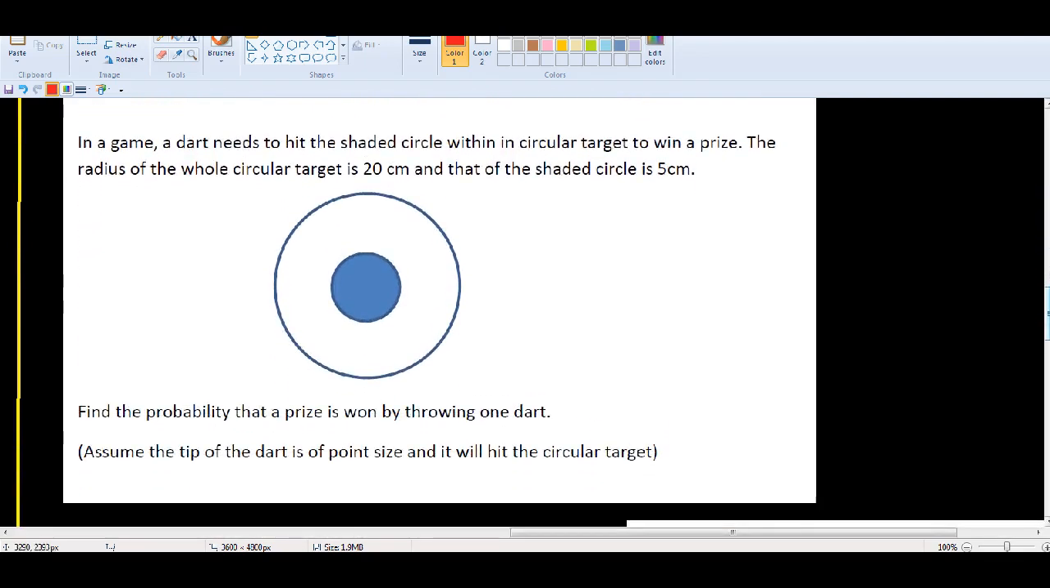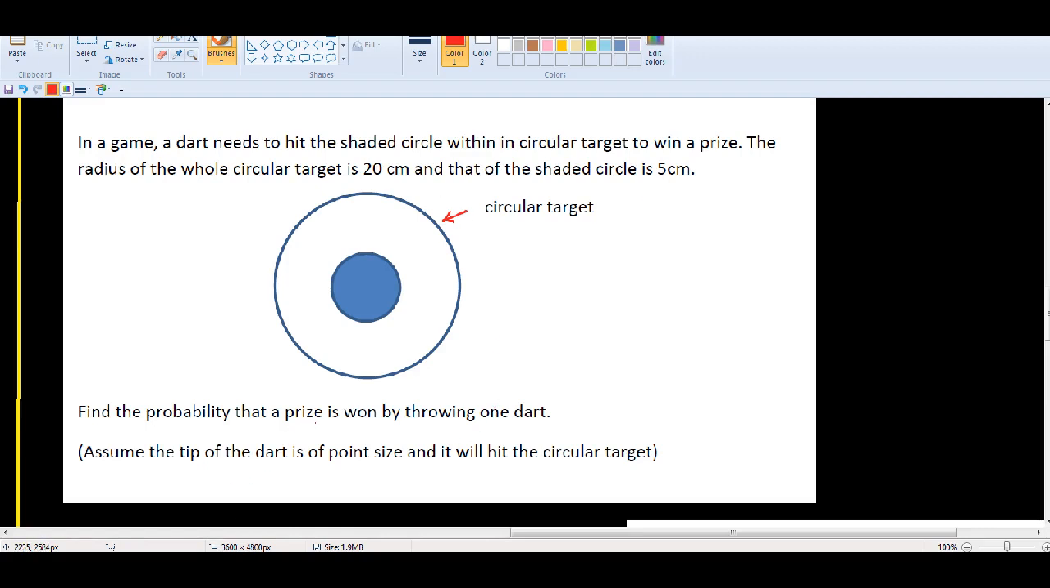So for example, in a game, a dart needs to hit the shaded circle within a circular target. Okay, so here's the circular target. The radius of the whole circular target is 20 cm, and the radius of the shaded circle is 5 cm. So you got the radius of a larger circle and a smaller circle.